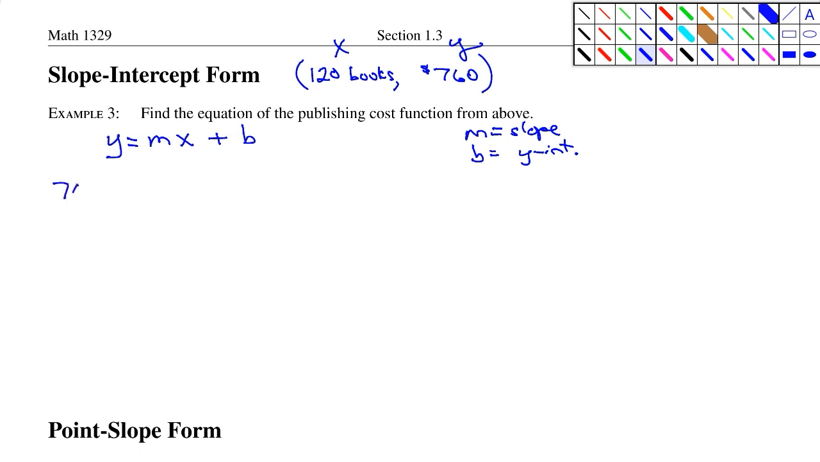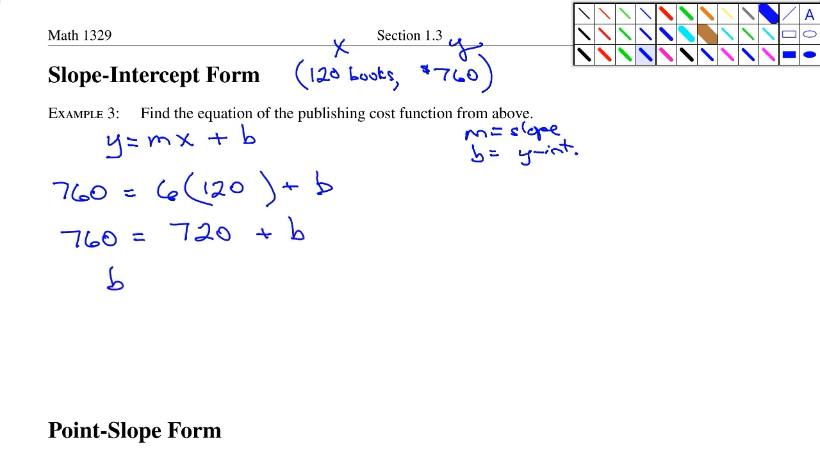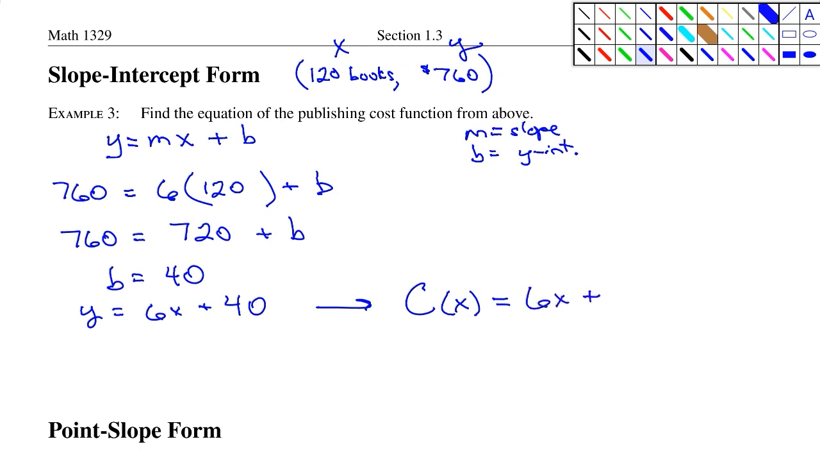So we get 760 is equal to our slope, 6, times our x value, 120, plus the b value representing the y-intercept. And then if you just solve this for b, we get 760 is equal to 720 plus b. Move that to the other side, and you get b is equal to 40. So this would be y is equal to 6x plus 40, but we know it's a cost function. So let's go ahead and change it over to c of x is equal to 6x plus 40.